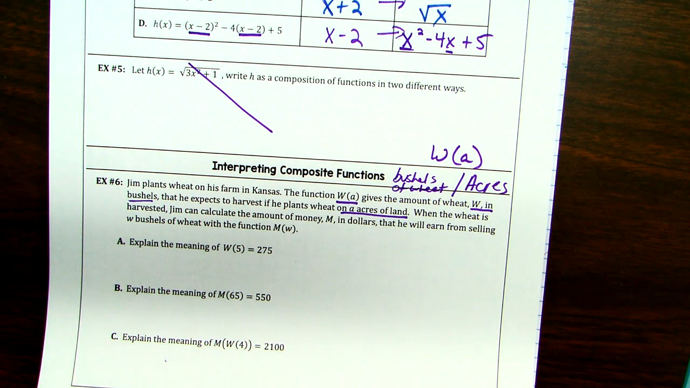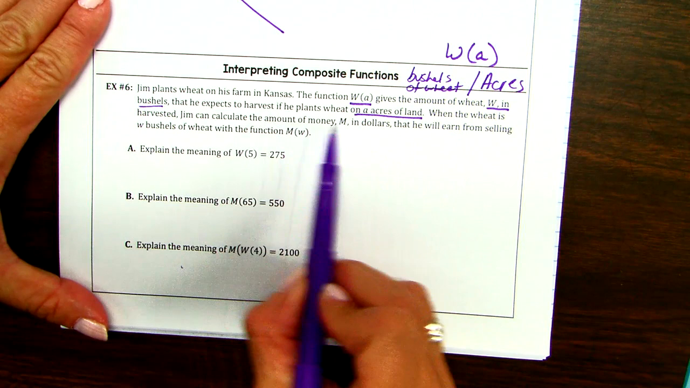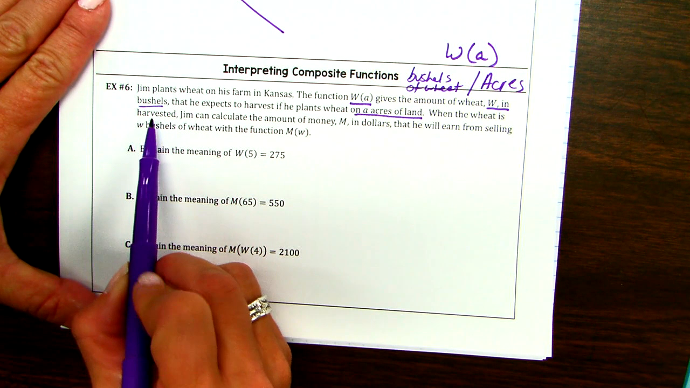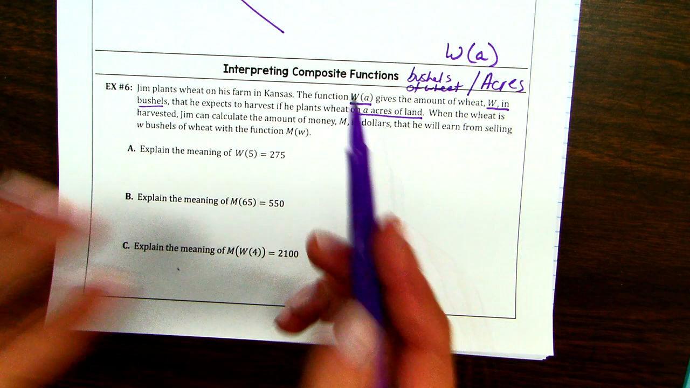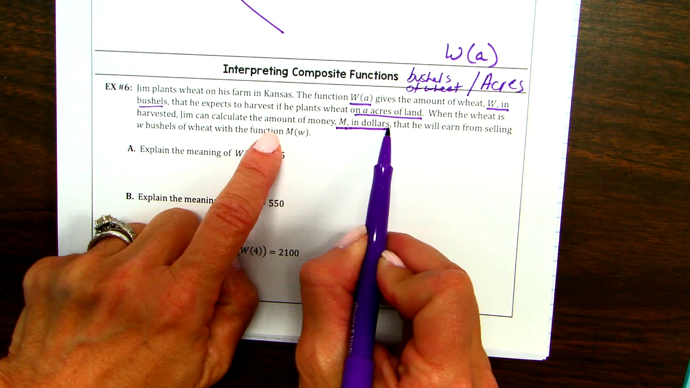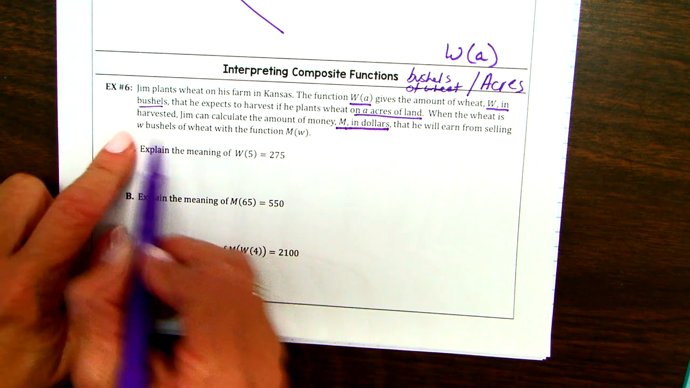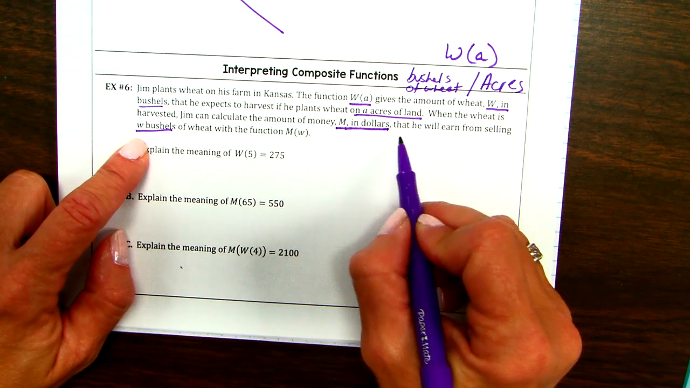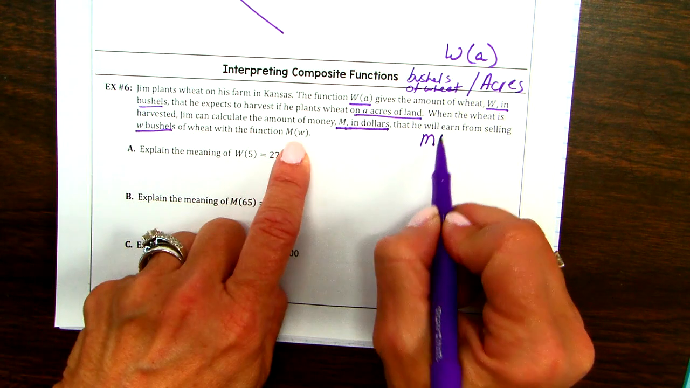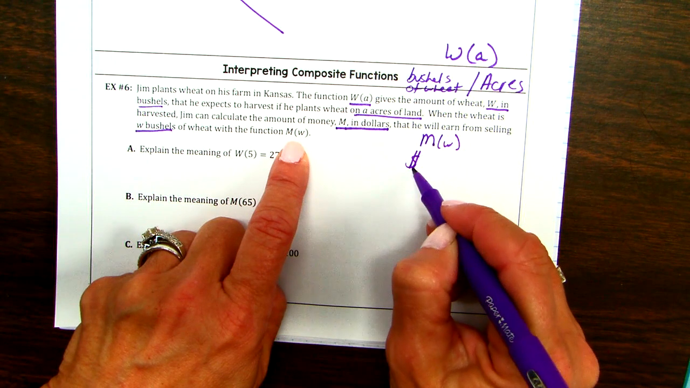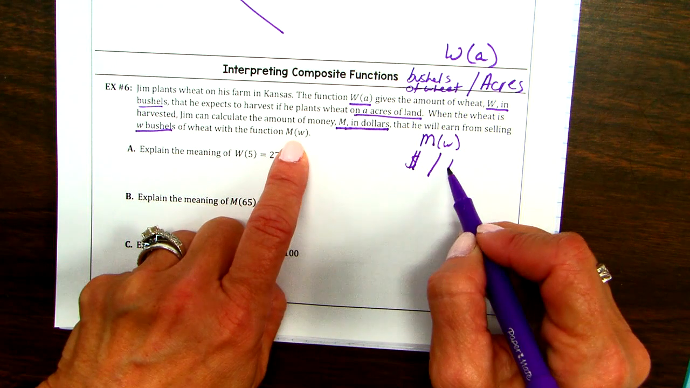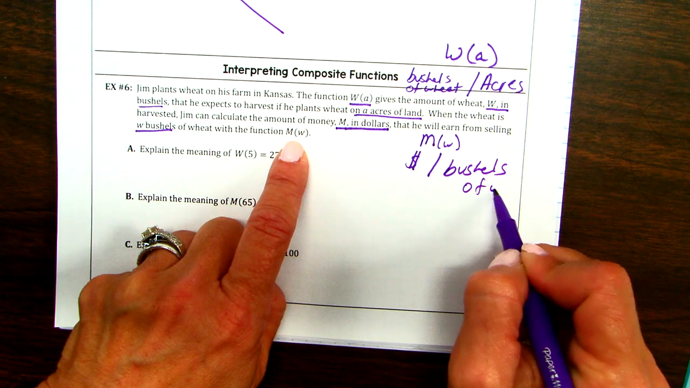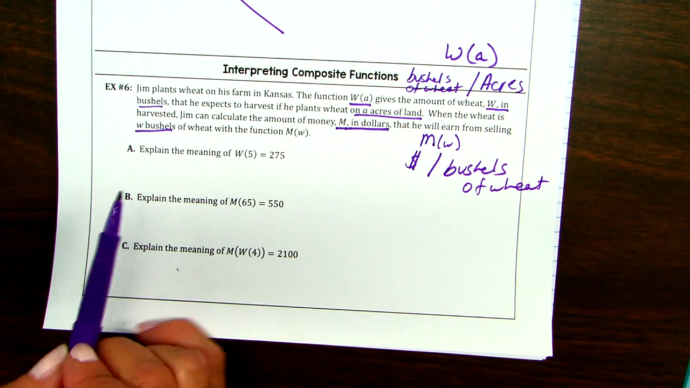So every word problem we get, it's like H of T, the height of the ball after T seconds, or whatever it is. Okay, but keep going. When the wheat is harvested, so he goes out there and gets it out of the field, he can calculate the amount of money, M, that he'll earn from selling W bushels of wheat. So W in both of them is the same thing. So M of W is money for all of his bushels of wheat. Okay, so that might be confusing. Let's just go to an example.